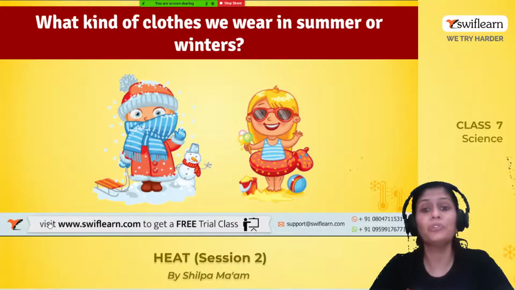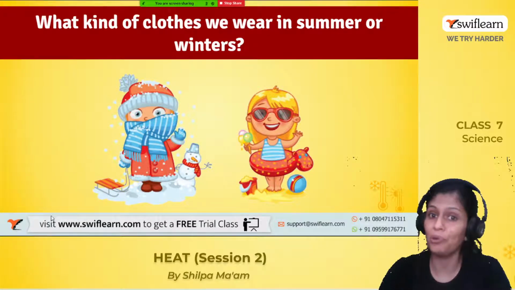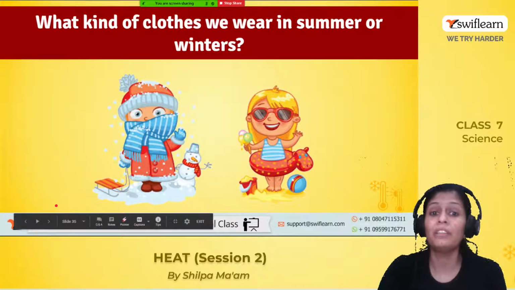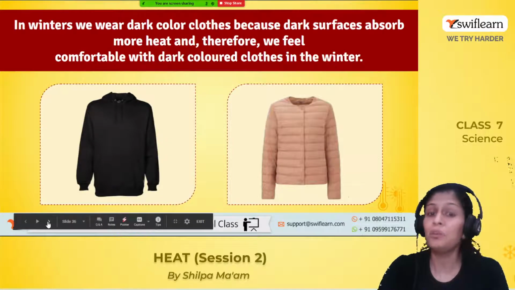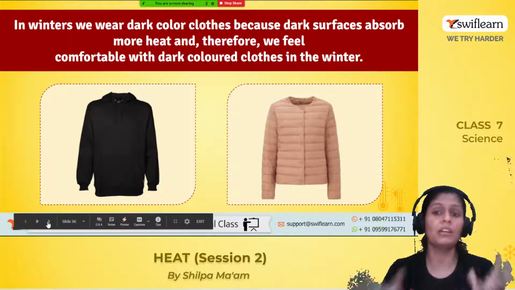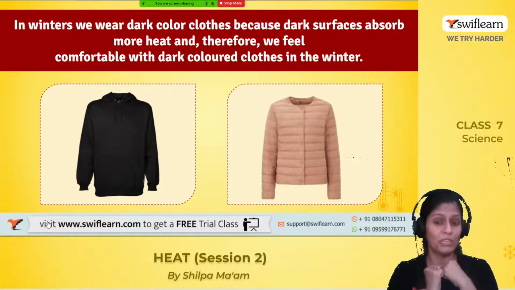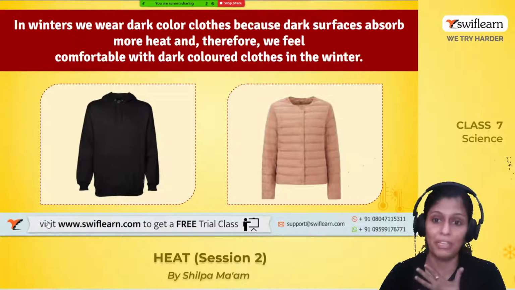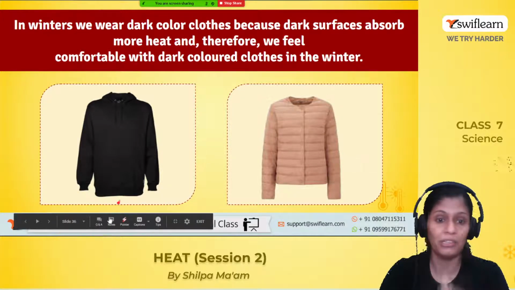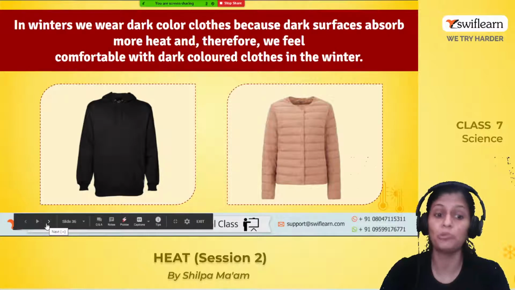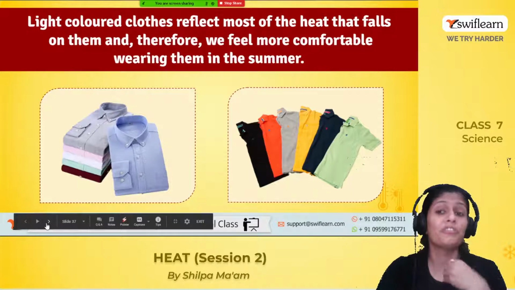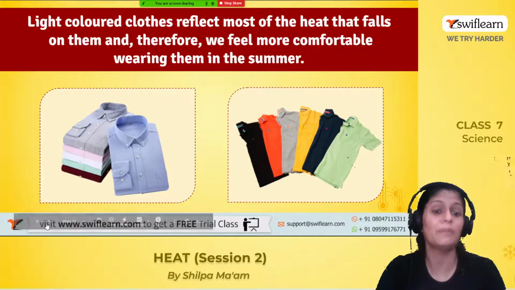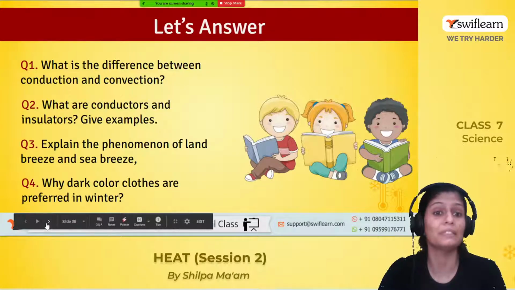Now, what kind of clothes we wear in summer and winters, we have already discussed. We try to wear clothes which keep us warm during winters and which keep us cool during summers. So in winters we wear dark color clothes because dark color surfaces absorb more heat and make us comfortable. But we don't prefer dark color clothes in summers because they'll absorb more heat and make us feel warmer. Light color clothes reflect most of the heat that is falling on them. That is why we prefer light color clothes in summers.